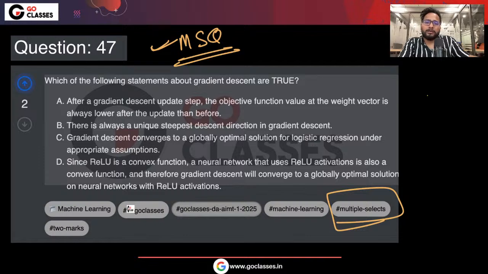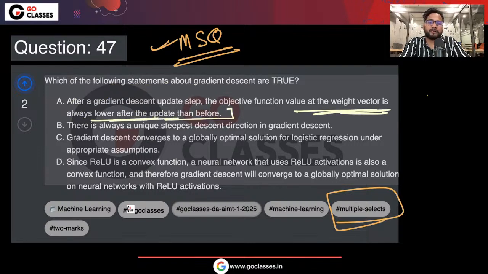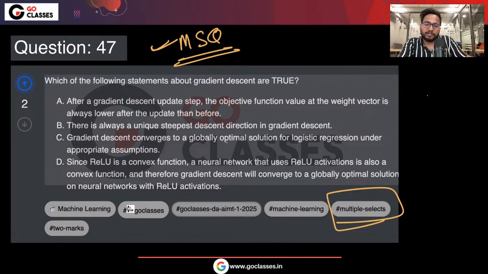Okay, so let's see this question. What this question is saying: after a gradient descent update, the objective function value at the weight vector is always lower after the update than before. Is this true? So they are saying the objective function value is always lower. See, the thing here is that, let's suppose this is the function, and you are applying gradient descent, but it might so happen that your step size is so large that you end up going here, right? Because it depends on the step size.